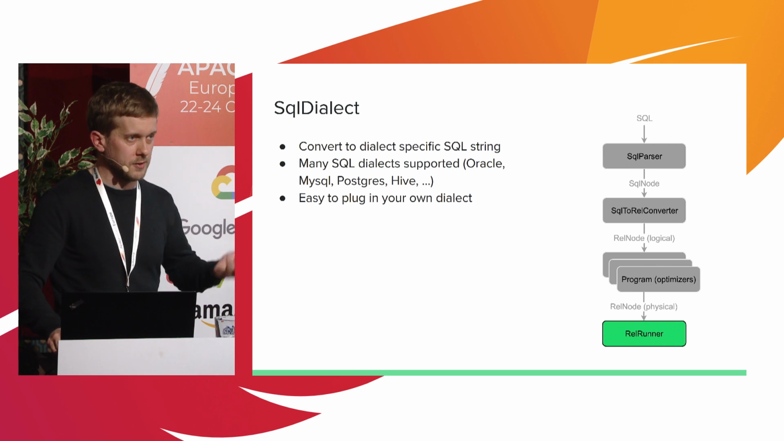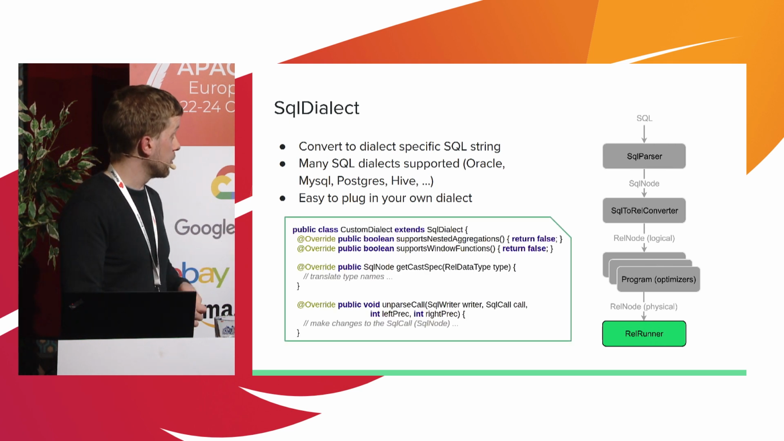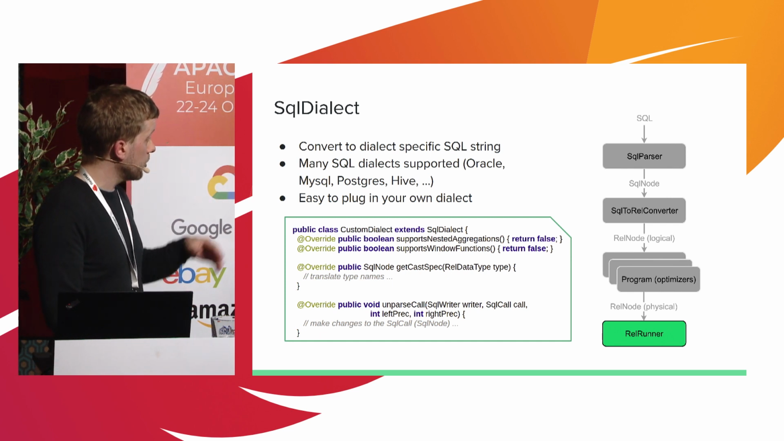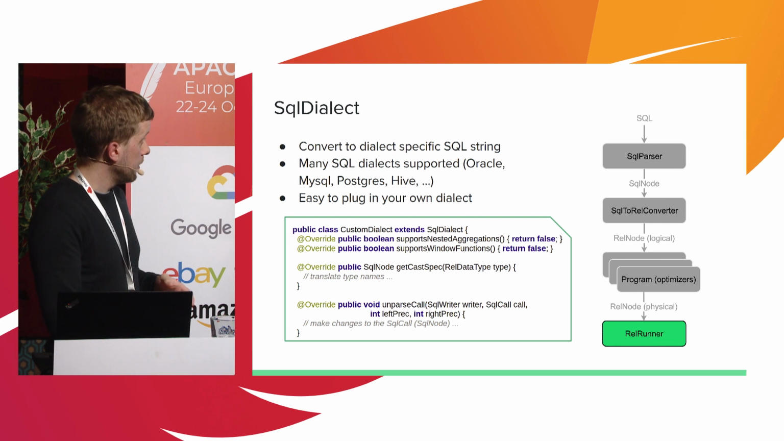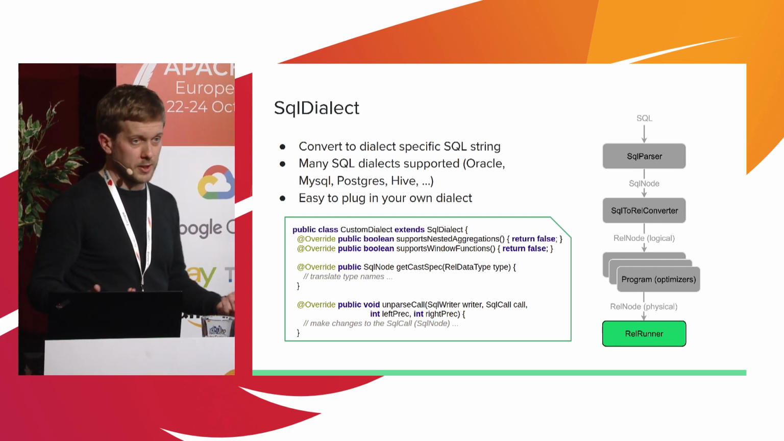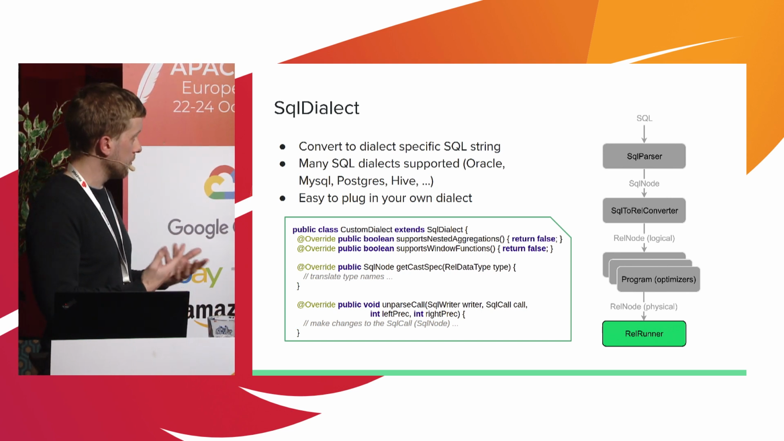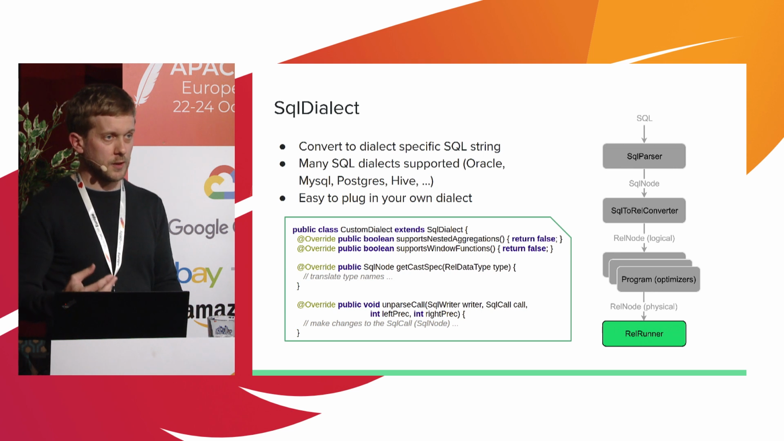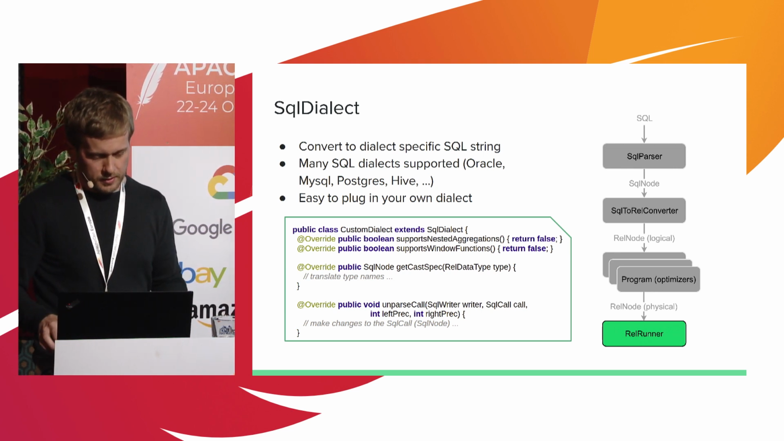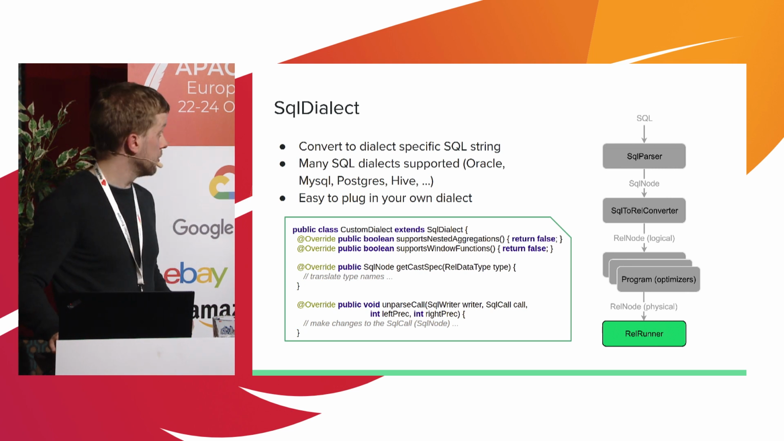So if you have a new database that's not supported in there, then you can actually just create something like this. You just extend the SQL dialect. And what's really nice is that on this layer, you can also say things like whether it supports nested aggregations, whether it supports window functions. If it doesn't support window functions, then Calcite will see this and it will do those window functions in memory instead. So you don't have to implement everything in your underlying database.